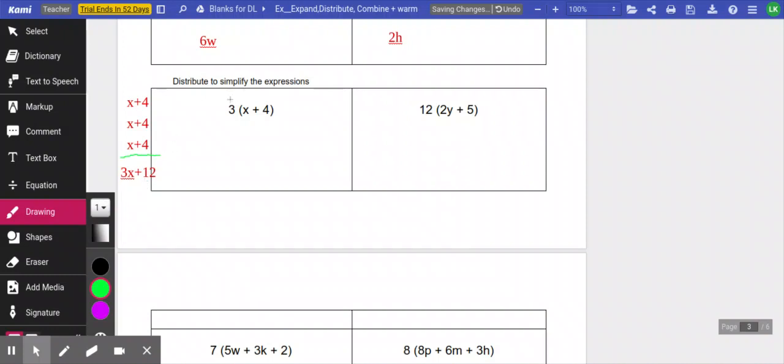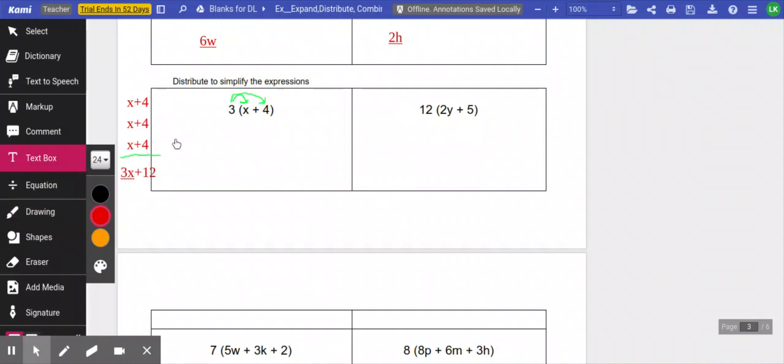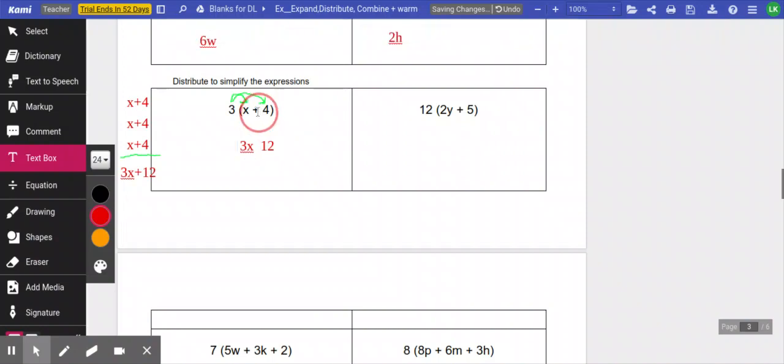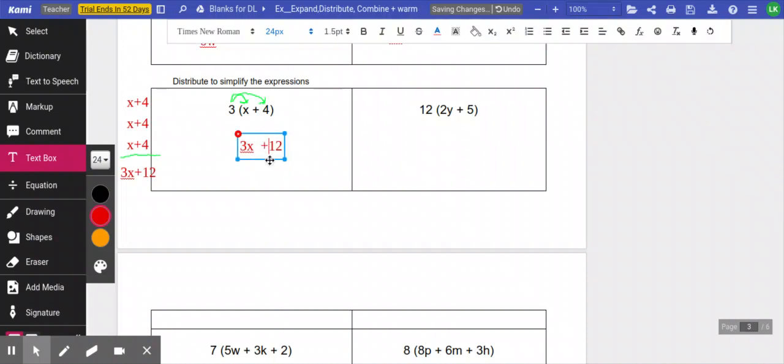What can I do with a 3 and these numbers to get this? I could multiply. So I'm going to do 3 times the x to get 3x. Then I'll do 3 times the 4 to get the 12. So that's 3 times x is 3x. And 3 times 4 is 12. And what goes in between them? Well, this is a plus sign. So I know this is going to be plus 12. Right? We're getting 3 hot chocolates and 12 munchkins.